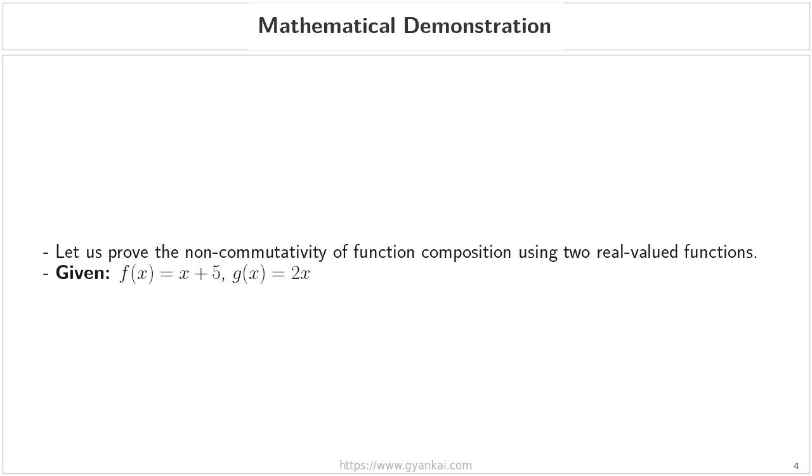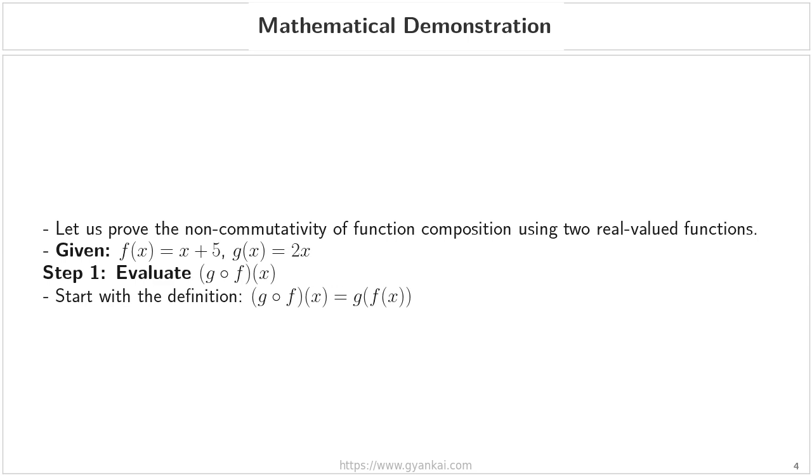Mathematical demonstration. Now that we have explored the concept through a real-world analogy with socks and shoes, let us move on to a formal mathematical demonstration to prove that function composition is non-commutative. To do this, let us consider two real-valued functions. We are given f of x equals x plus 5 and g of x equals 2x. We will begin with step 1, where we evaluate g circle f of x first.